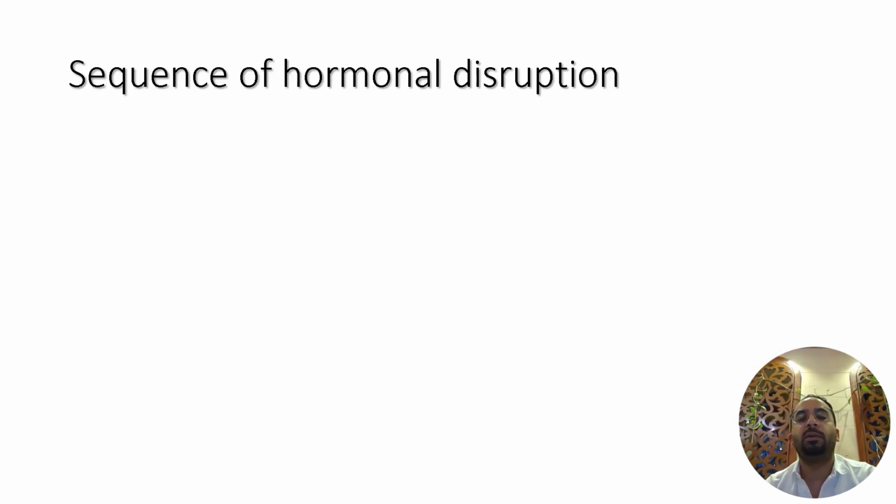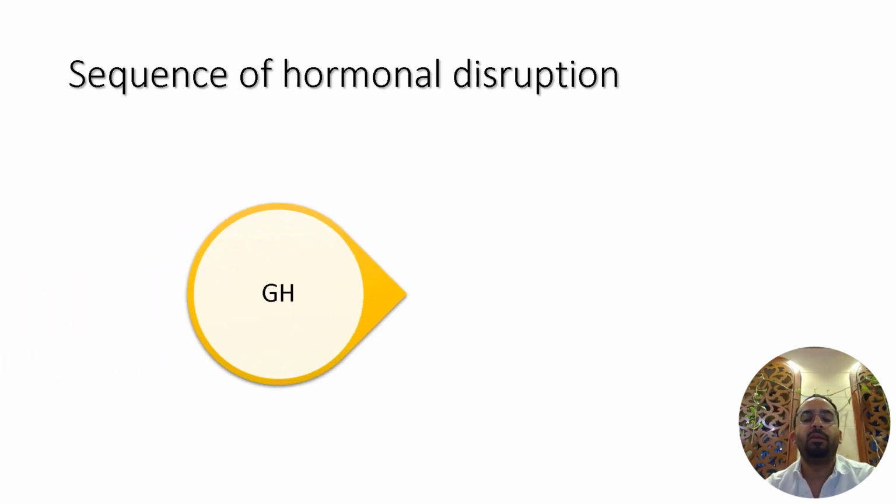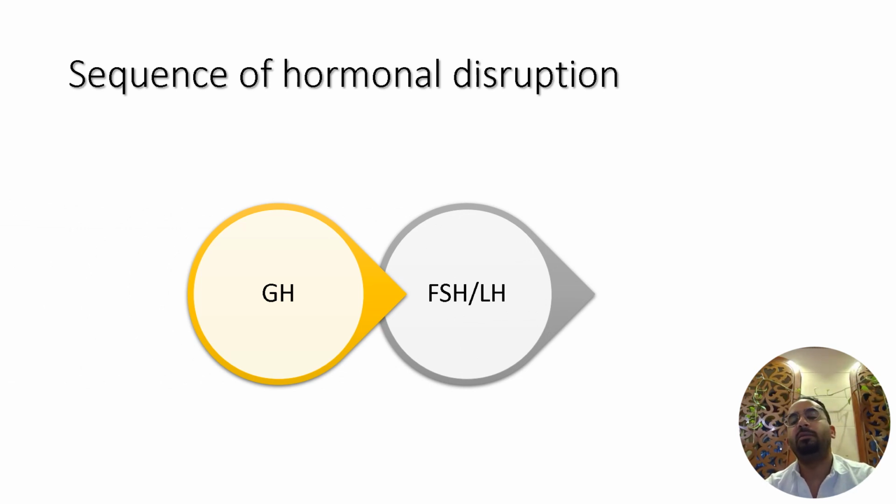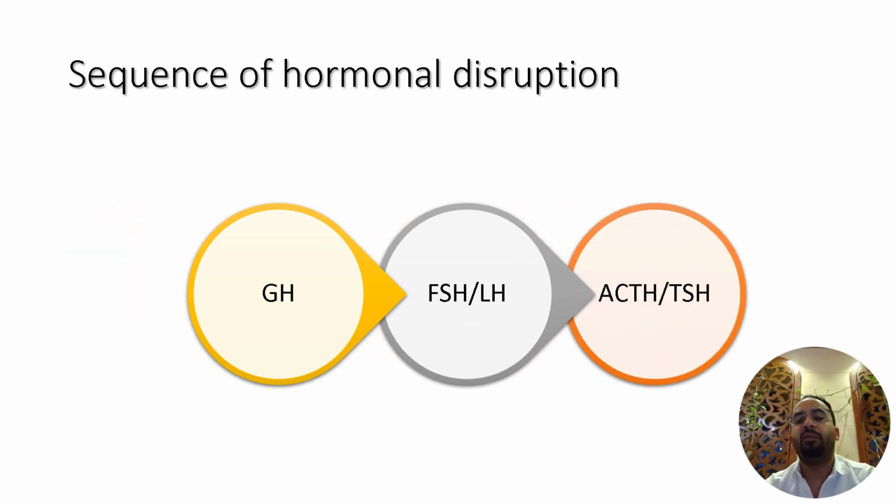So what is the typical sequence of hormonal disruption in patients with hypopituitarism? The first and most sensitive hormone to be affected is growth hormone, followed by FSH and LH. The hormone least affected is ACTH, and finally TSH. This sequence is not 100% seen in every patient with hypopituitarism, but in patients with structural pituitary damage, in the presence of pituitary tumors, growth hormone is the first to be affected.